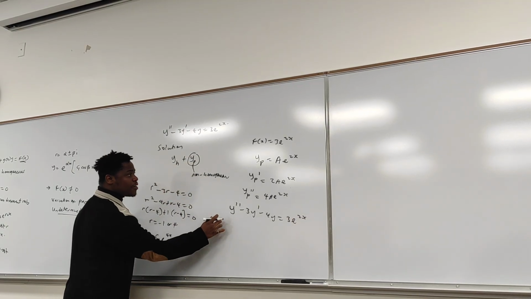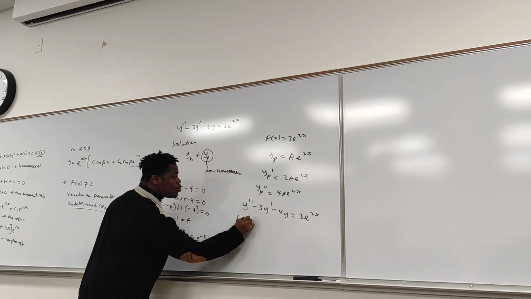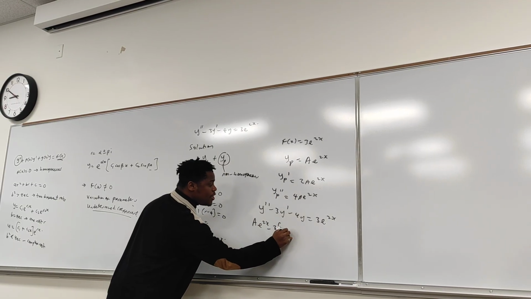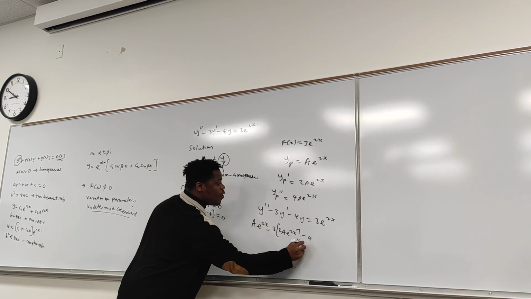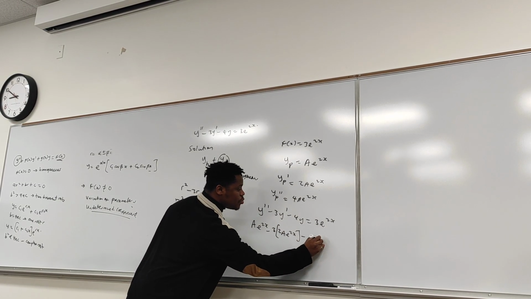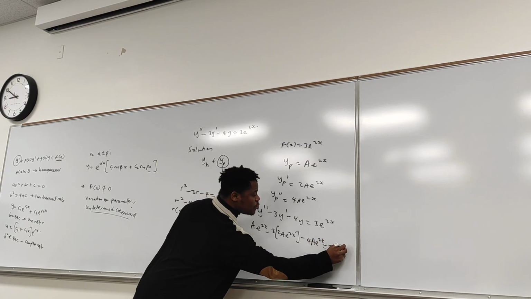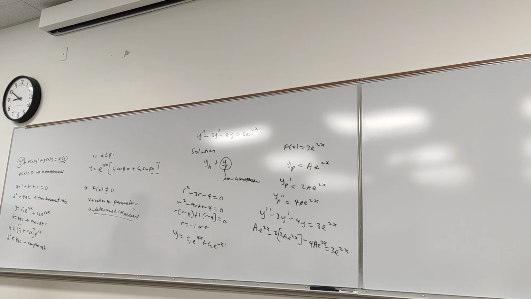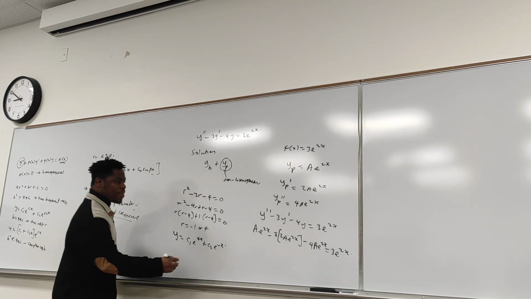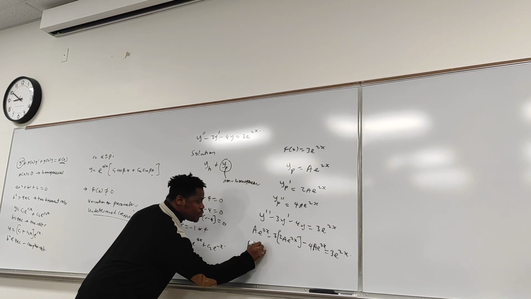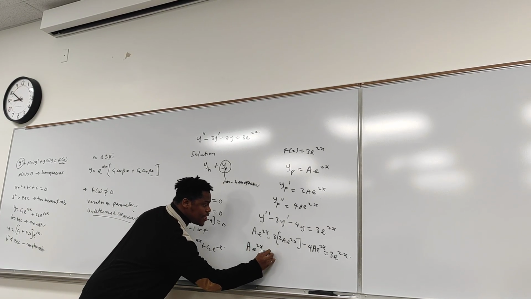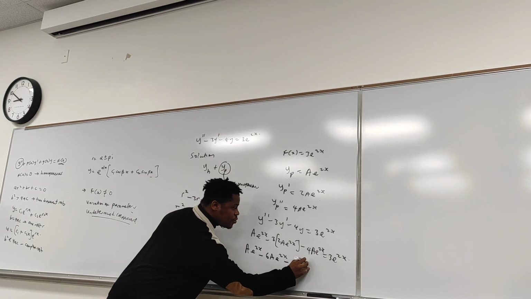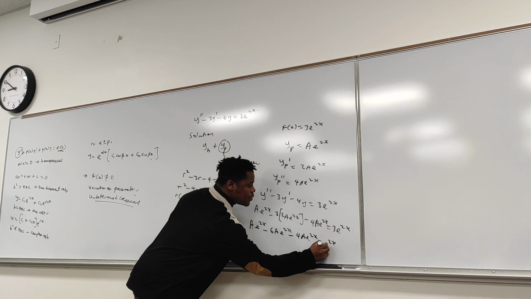This y'' becomes 4Ae^(2x), minus 3 times y', which becomes 2Ae^(2x), minus 4 times y, which is Ae^(2x), equals 3e^(2x). Great. So from here, it becomes 4Ae^(2x) minus 6Ae^(2x) minus 4Ae^(2x) equals 3e^(2x).